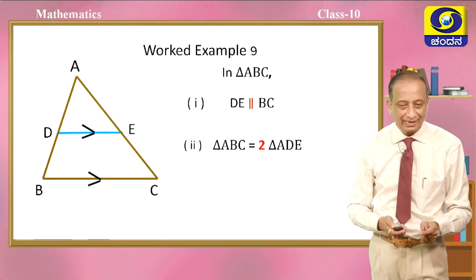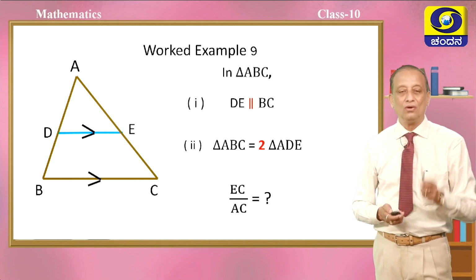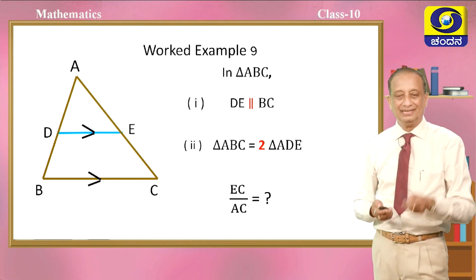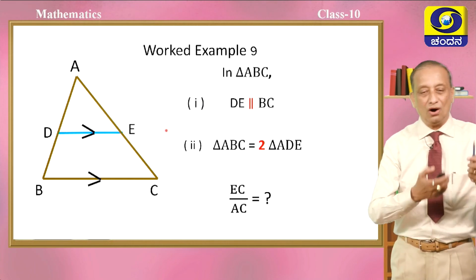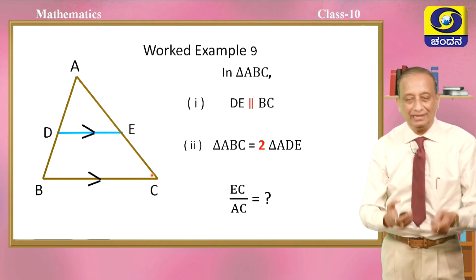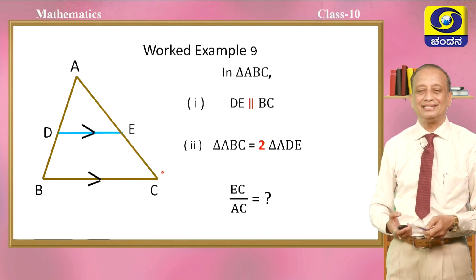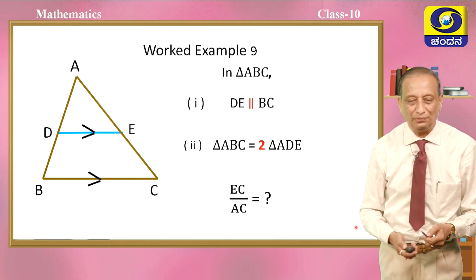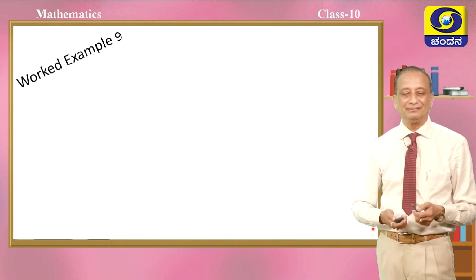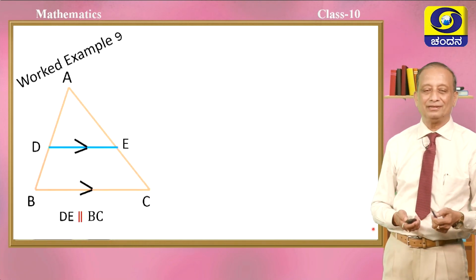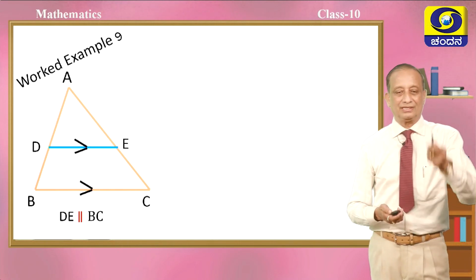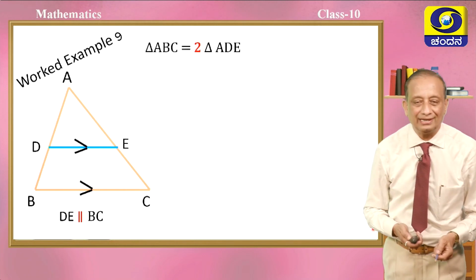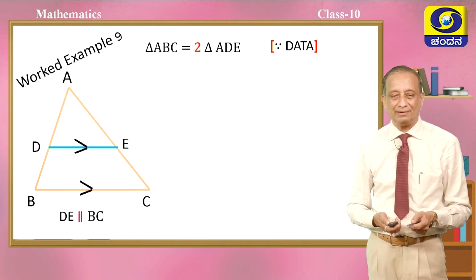If you do this, we should now find out the ratio between EC and AC. In other words, we have to find out how far AC is longer than EC. The ratio between these two respective sides has to be found out. Shall we work out, children? It's a very beautiful example given in our textbook. So the same figure we will keep. DE is parallel to BC. It is given that the triangle ABC is double the triangle ADE by data.